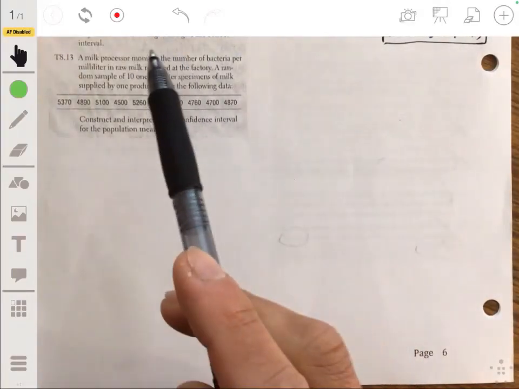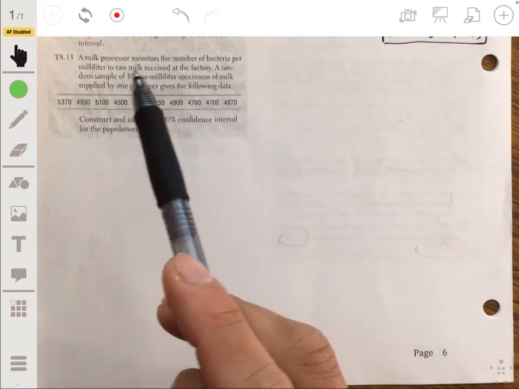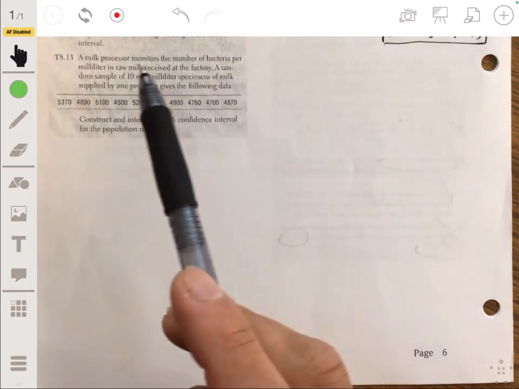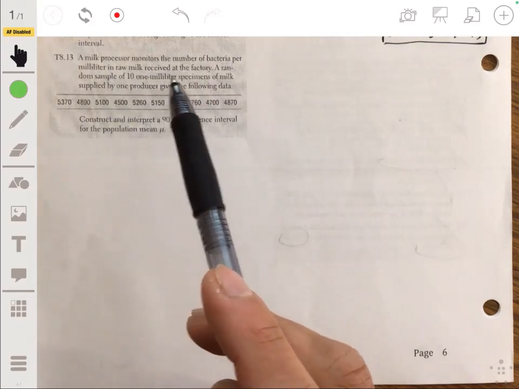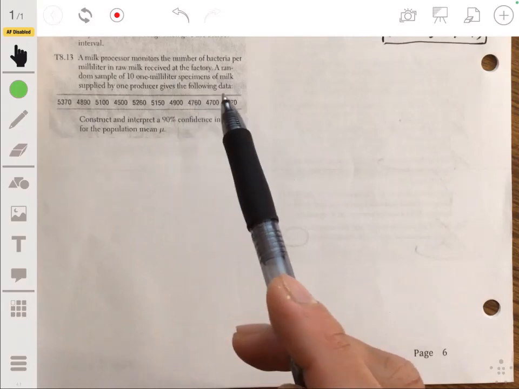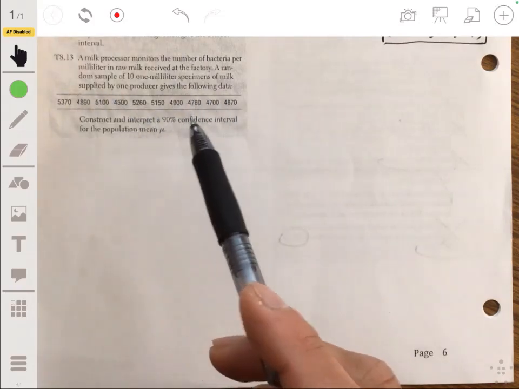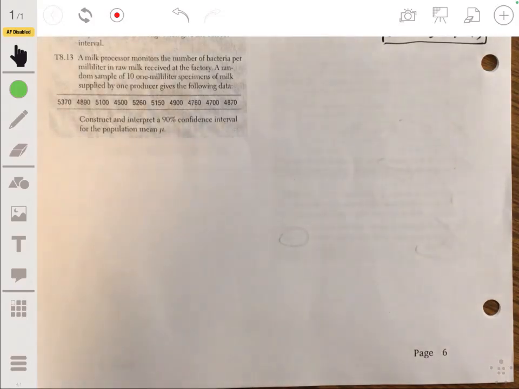All right, so we have that a milk processor monitors the number of bacteria per milliliter in raw milk received at the factory. A random sample of 10 1-milliliter specimens of milk supplied by one producer gives the following data. And we've got to construct and interpret a 90% confidence interval for the population mean mu.